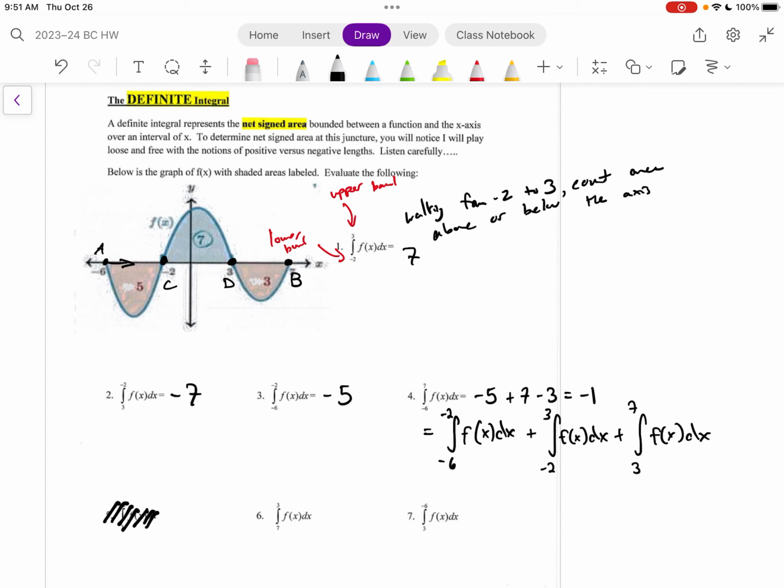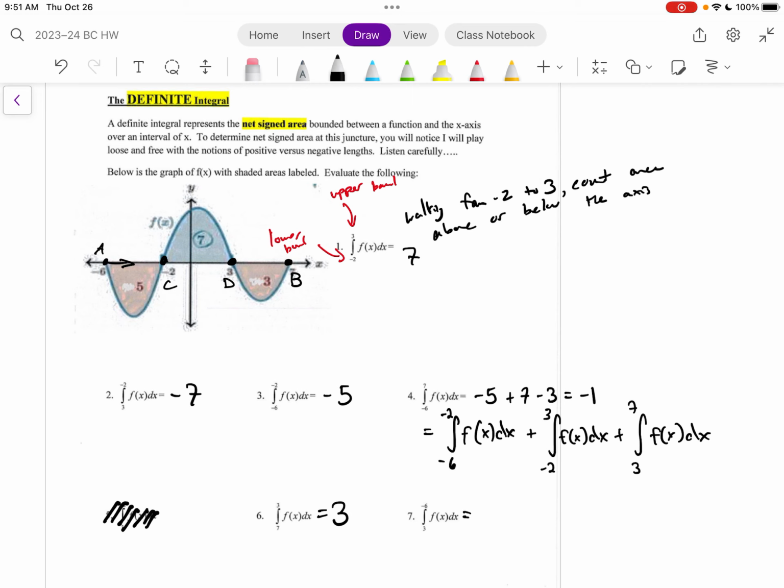Okay, so hopefully you had a chance to do that. If we're going from 7 to 3, right, that's a negative walk. And since we're doing a negative walk of a negative area, it's going to be +3. Similarly, from 3 to -6 is a negative walk, right? My upper bound is smaller. So a negative walk from 3 to -6.